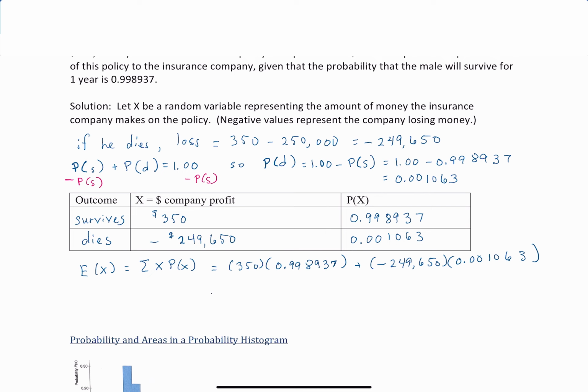What do we get for that? I am getting $84.25, which is nothing like either of our x values, but remember that's okay. The mean doesn't have to be one of the x values. What this is saying is that if the insurance company issues a lot of these policies, they can expect on average that each of those policies will profit them $84.25. Yes, they'll lose on some of the policies, but they'll win on most of them, and this is what it will average out to for them.